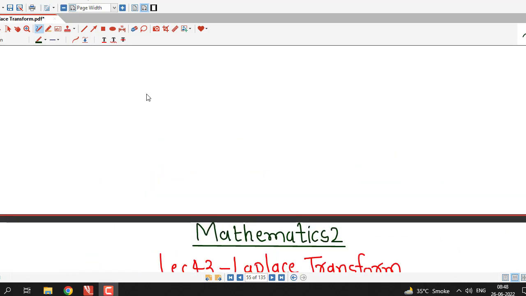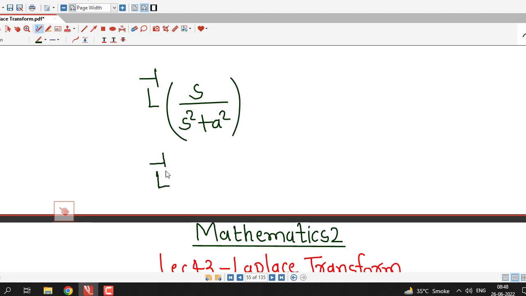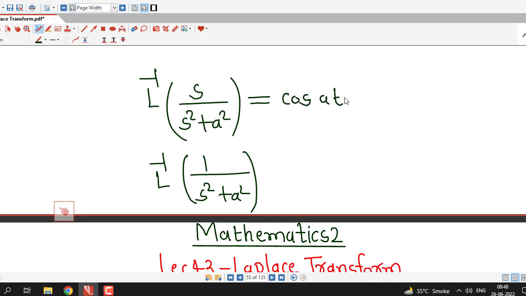We are familiar with the formulas of inverse Laplace transform of s divided by s square plus a square and inverse Laplace transform of 1 divided by s square plus a square. We know that inverse Laplace transform of s divided by s square plus a square is cos at and L inverse of 1 divided by s square plus a square is sin at divided by a.